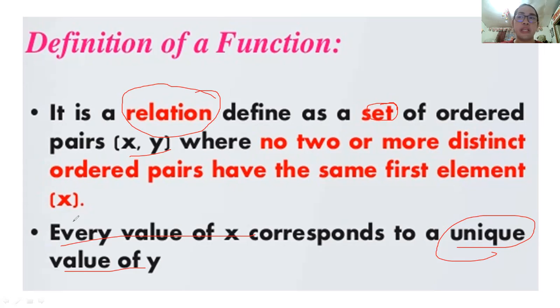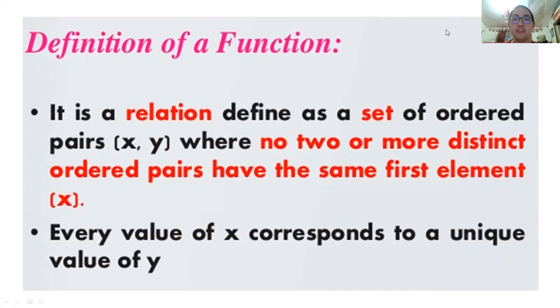Once your x is unique, then the ordered pairs, or the relation, is considered as a function. Do not forget, when we define a function, it is a relation, and of course your x coordinate is unique, or the value of your x is unique. That's how we define the function.